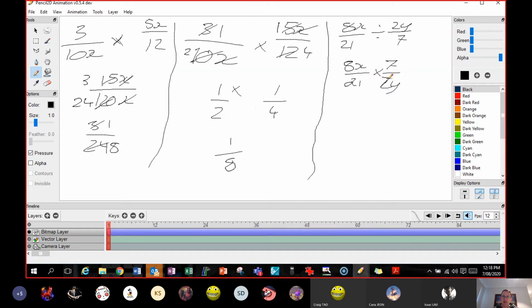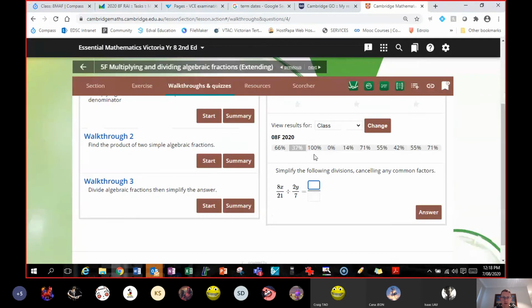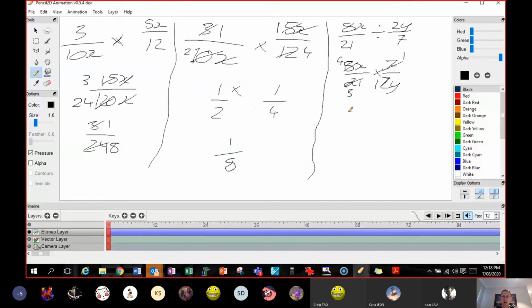So the 2 will cancel out with the 8, leaving me 2 goes into 2 once, 2 goes into 8 4 times. I can cancel 7 and 21. 7 goes with 7. 7 goes into 7 once, 7 goes into 21 3 times. Now I'm left with, was it x? It was x and y, sorry, I just want to check. Now I'm left with 4x on 3 times by 1 on 1y, which is just y.